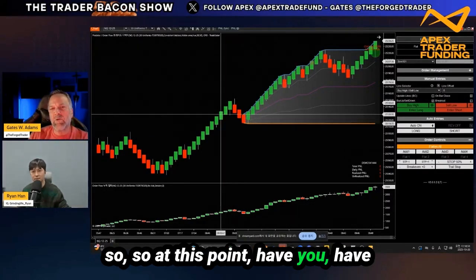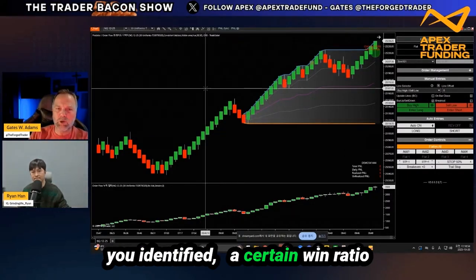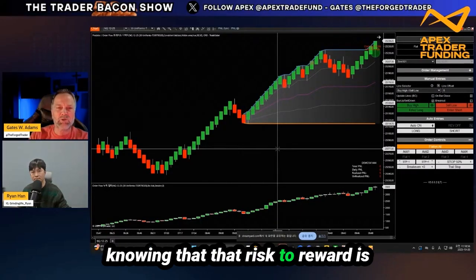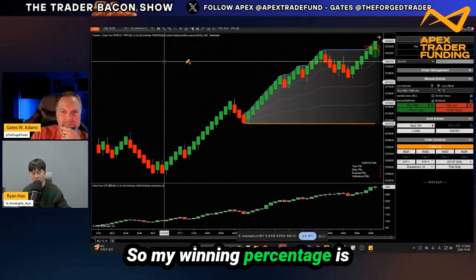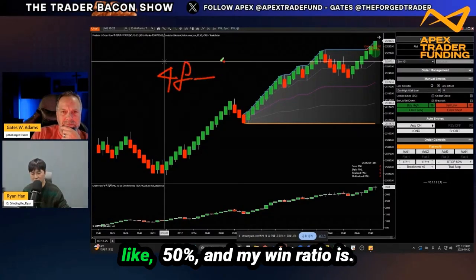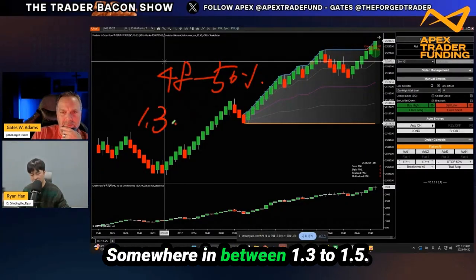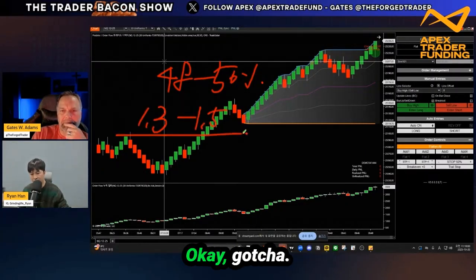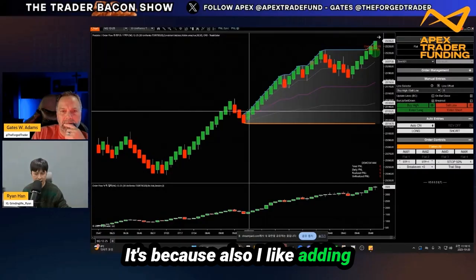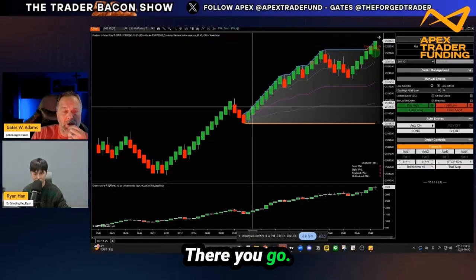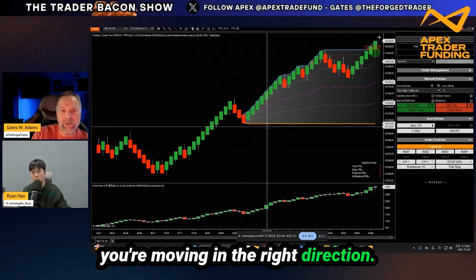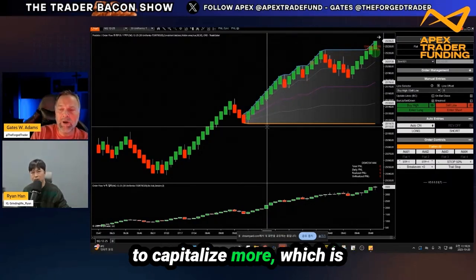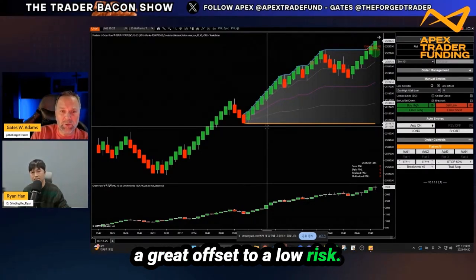So at this point, have you identified a certain win ratio, knowing that risk to reward is just a little bit better than 1-to-1? Yes. So my winning percentage is somewhere in between 48 to like 50%, and my win ratio is somewhere in between 1.3 to 1.5. Okay, gotcha. It's because also I like adding to my winning positions. There you go. Okay, so that's part of the risk management strategy. Now you've identified that you're moving in the right direction, you have the opportunity to capitalize more, which is a great offset to a low risk to reward.